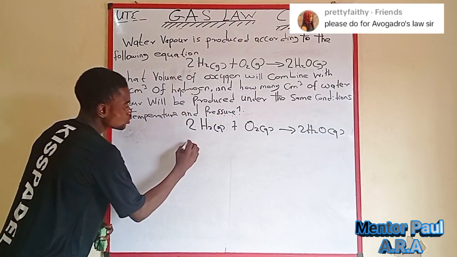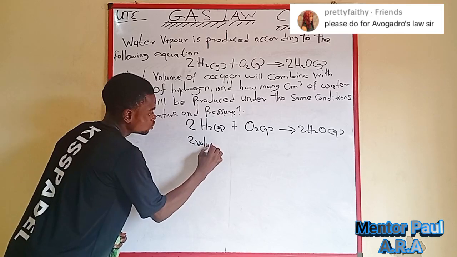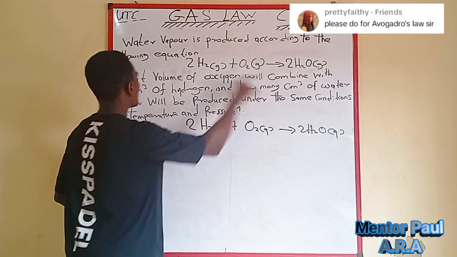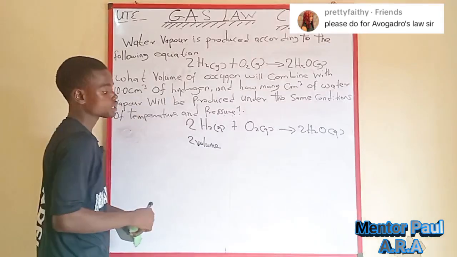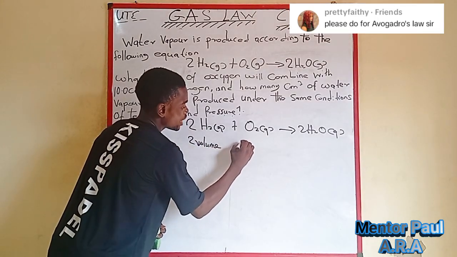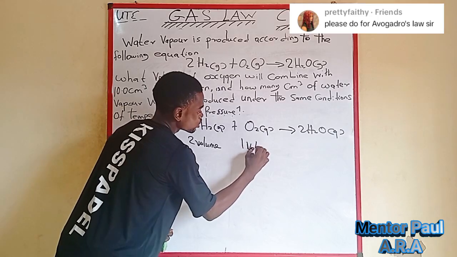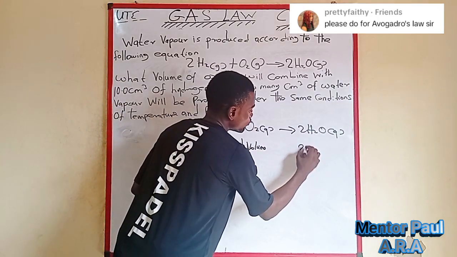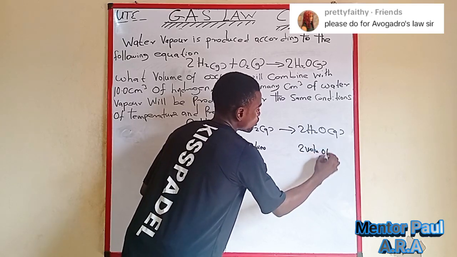Now we have that 2 volumes. I want to use volume, because we are having volume combined with 10 cm3, which is a volume. So I want to use volume. 2 volumes of this are going to react with 1 volume of this to give us 2 volumes of what?